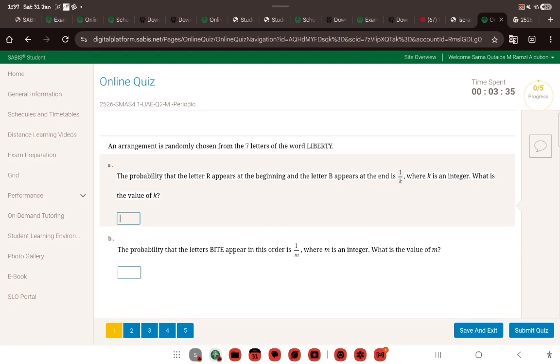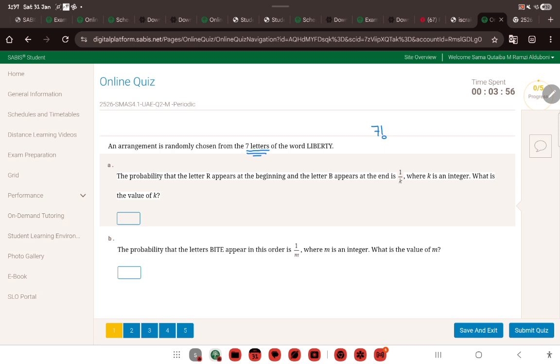An arrangement is randomly chosen from the 7 letters of the word liberty. The probability that R appears at the beginning and the letter B appears at the end is 1 over k, where k is an integer. What is the value of k? So, they gave us that we have 7 letters in the word liberty. So we do 7 factorial.